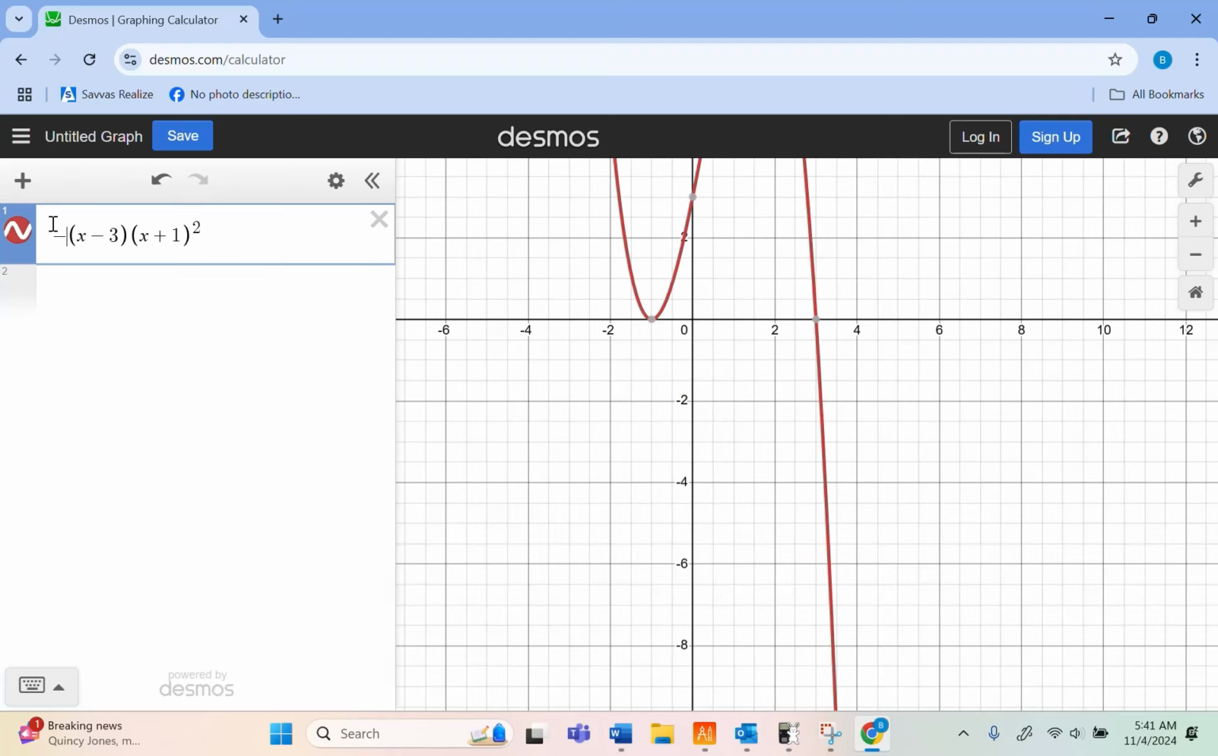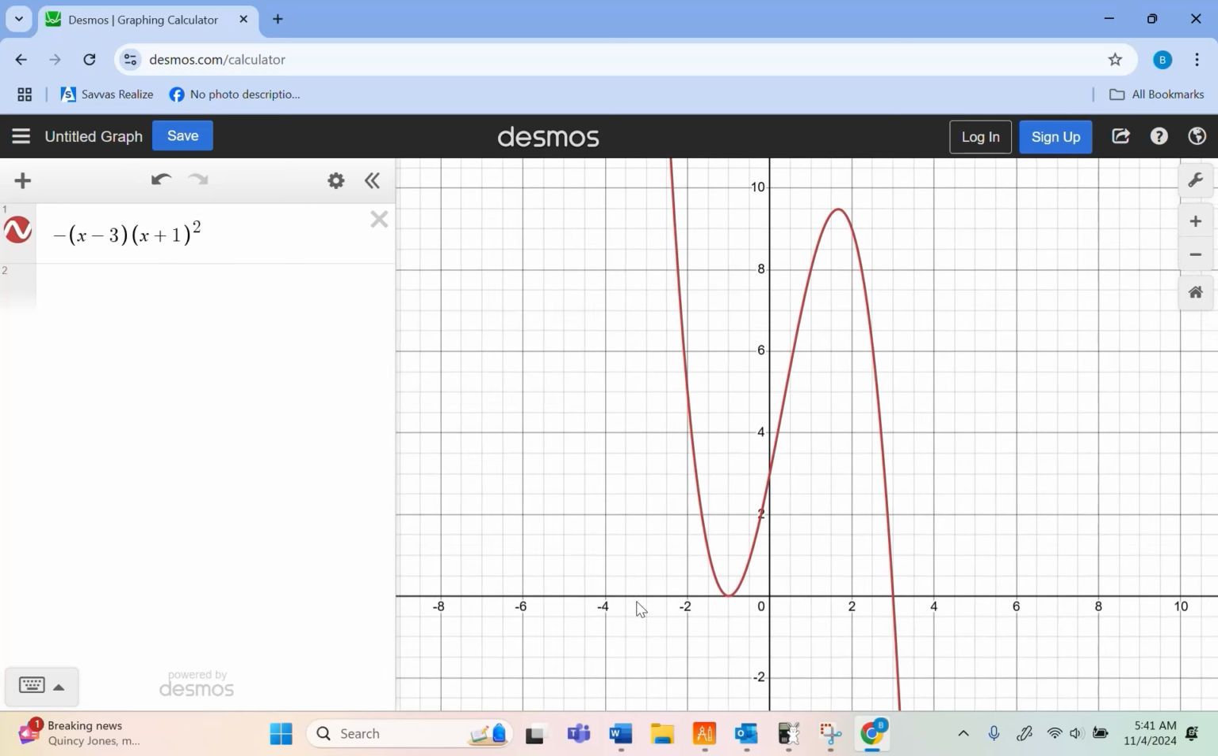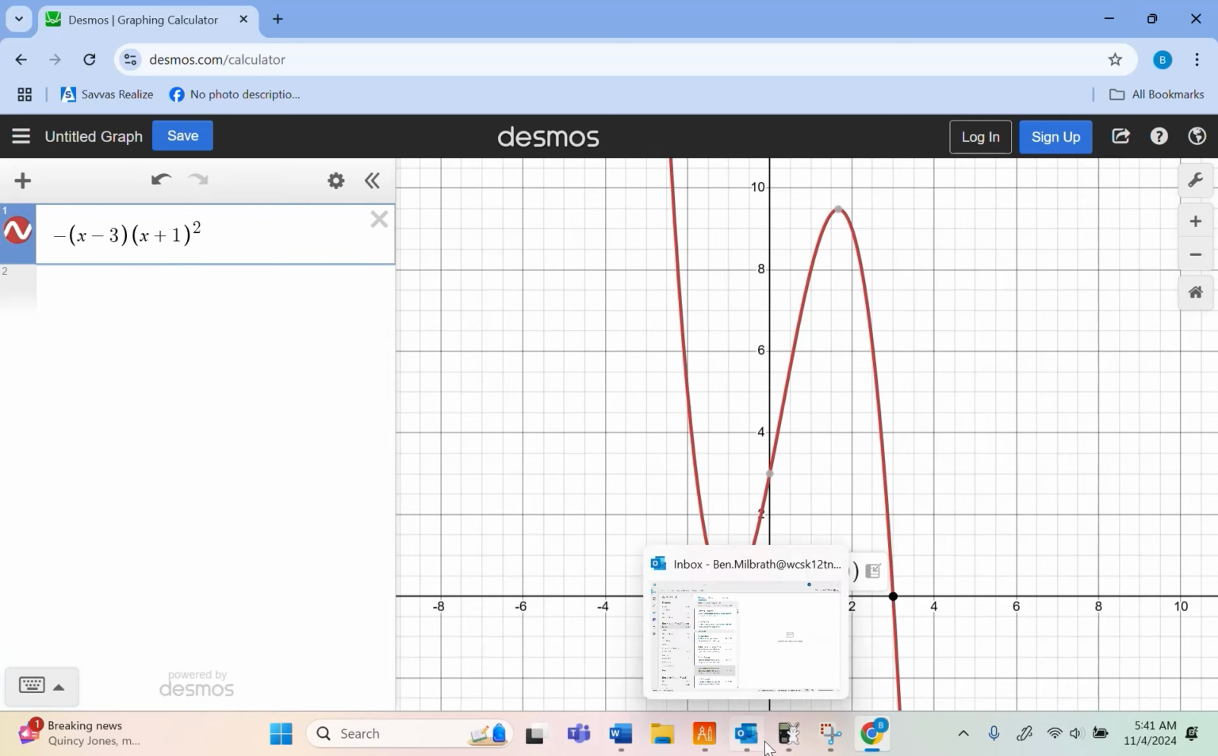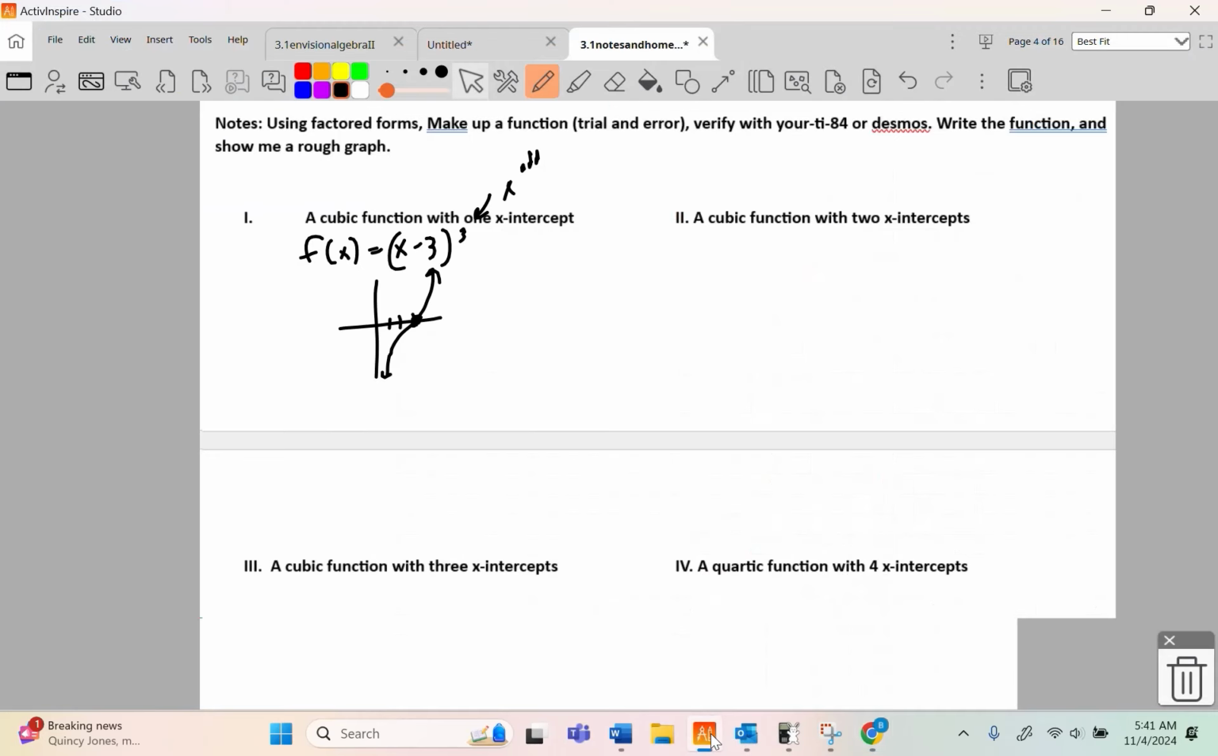If I make it negative, the reflection happens. Start high, ends low, but it doesn't change my x-intercepts. So negative x minus 3, x plus 1 squared is what I went with. And that is a cubic function. Because if we do some near math, we'd have x times x squared. And my power function is negative x cubed, which is high to low, which is exactly what Desmos said this thing looked like. So this one had x-intercepts at negative 3.